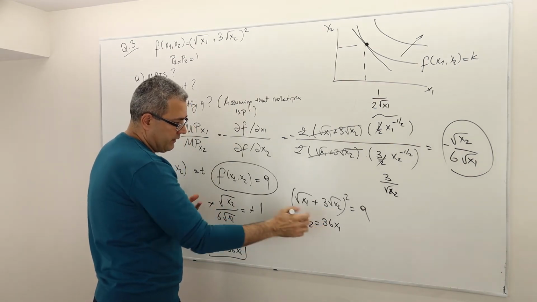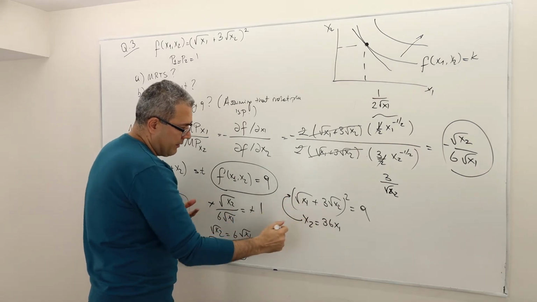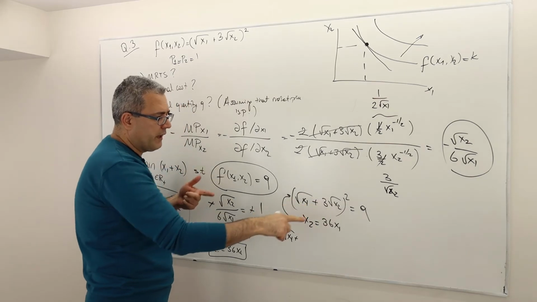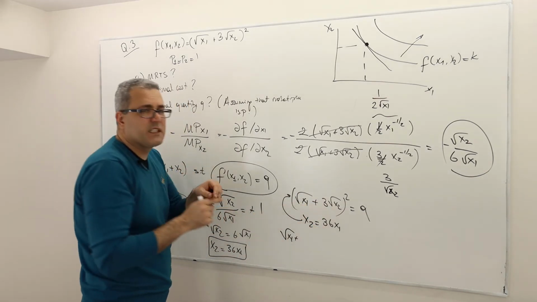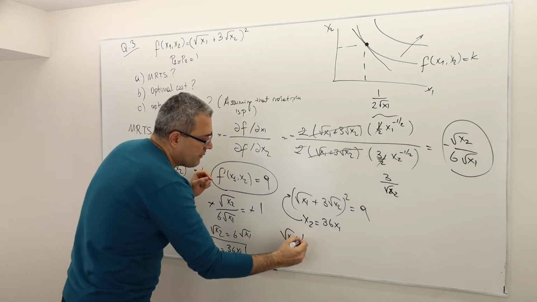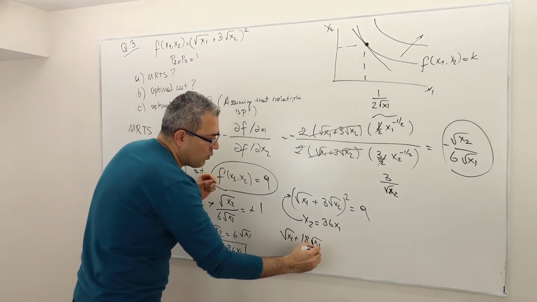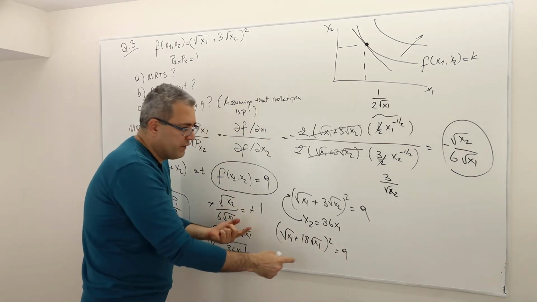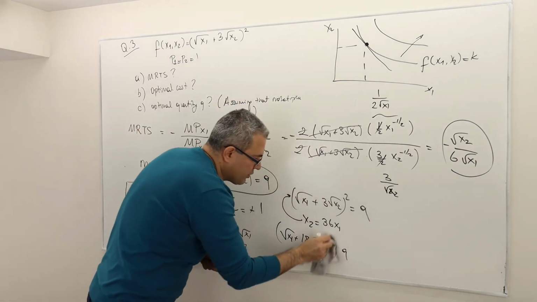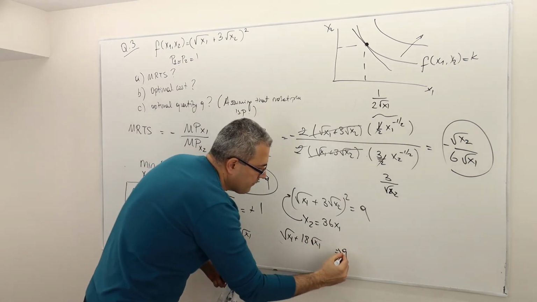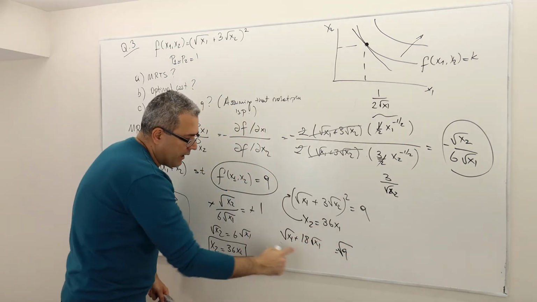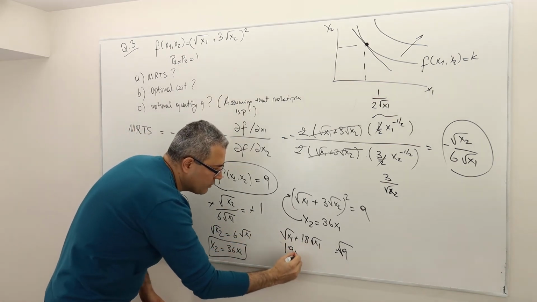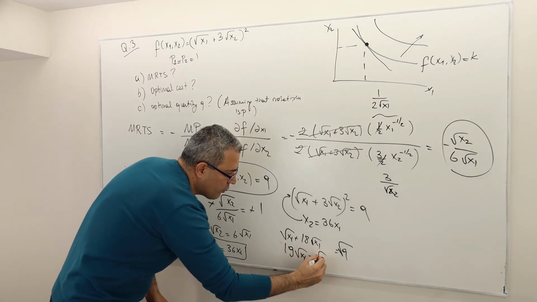So when I plug this in, I'm going to have square root of x1 plus 3 times square root of x2, but 36 is going to leave that square root as 6, so it's going to be (square root of x1 plus 18 square root of x1) squared equals Q. Well, do not take the square of this. Instead, rather, take the square root of both sides. So this is what you're going to get. What do I have here? I have 18 square root of x1 plus 1 square root of x1, so I have 19 square root of x1, which is equal to square root of Q.